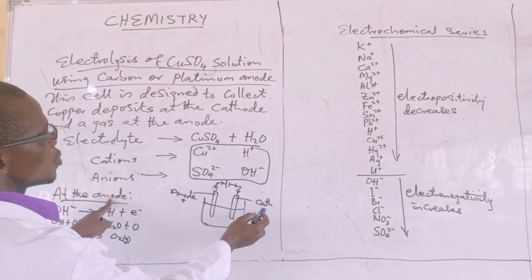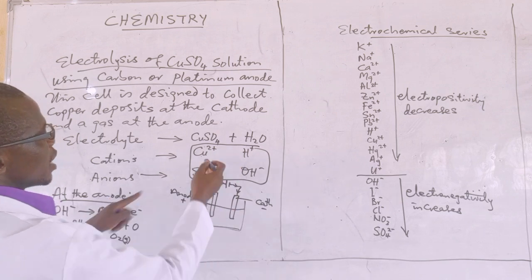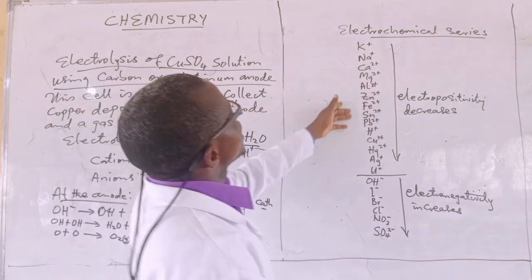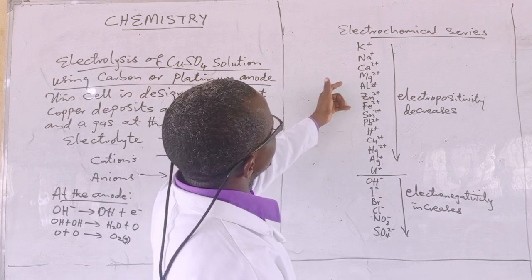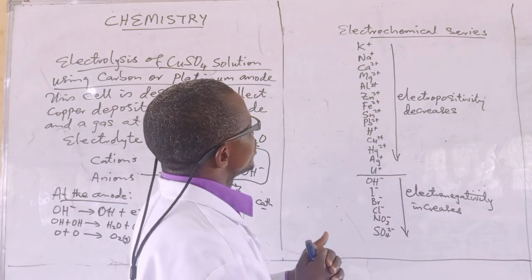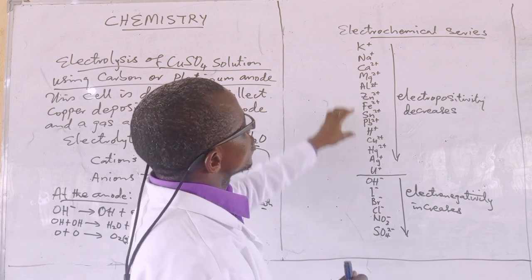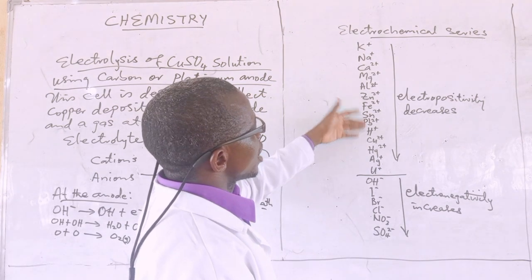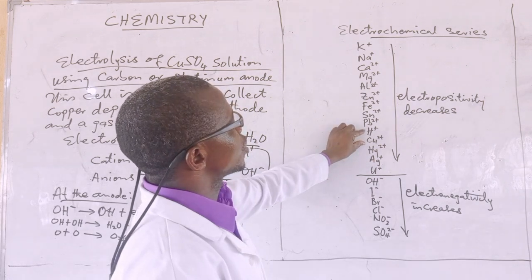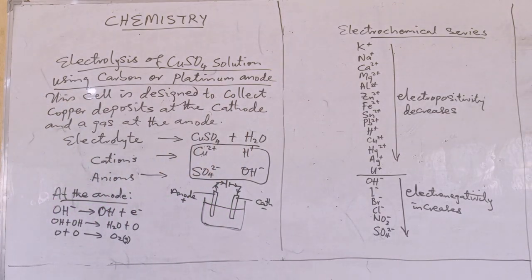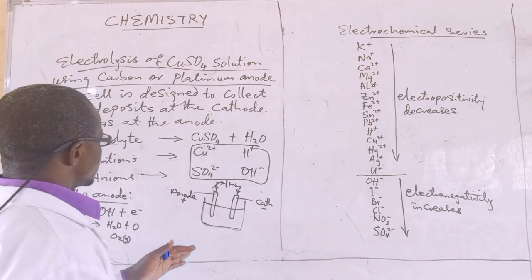Now let's see what happens at the cathode. The cathode is the negative electrode, so positive ions, cations, will go there, and copper and hydrogen are the cations. Let's check their position in the electrochemical series, whether they are far apart. Here is hydrogen, here is copper. They are very close. Because they are close, we will not consider the position. Despite the fact that hydrogen is above copper, we are not considering the position because they are close. We will consider concentration. Copper has higher concentration, and so copper in this solution will be discharged in preference to hydrogen.